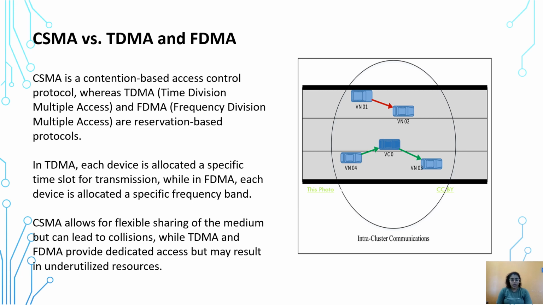CSMA allows for flexible sharing of the medium but can lead to collisions, while TDMA and FDMA provide dedicated access but may result in underutilized resources.